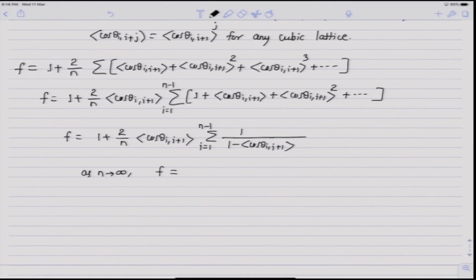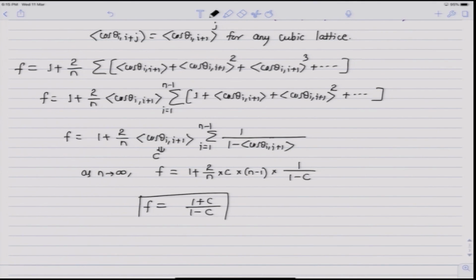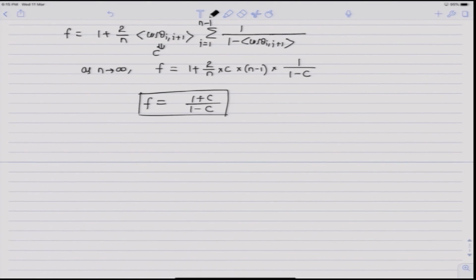So, the expression will boil down to, if I substitute for average of cos theta I plus 1 as C, it will be 1 plus 2 over n times C, and since this will be same for all values of I and I varies from 1 to n minus 1, we get a factor of n minus 1 times 1 over 1 minus C. Since n is large, n minus 1 by n is approximately 1, and so we get the expression for f as 1 plus C over 1 minus C. So, we derived the expression for correlation factor f, and this is valid for any cubic lattice and for diffusion of an atom by vacancy mechanism.